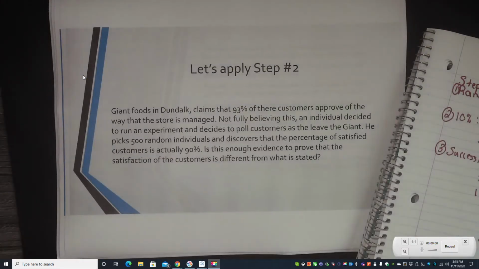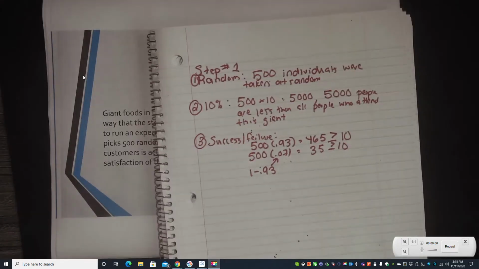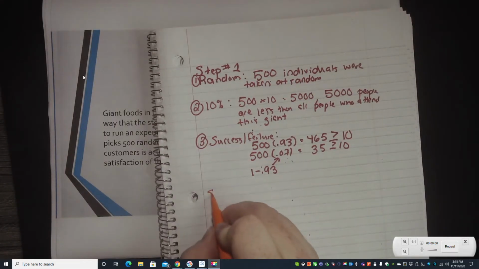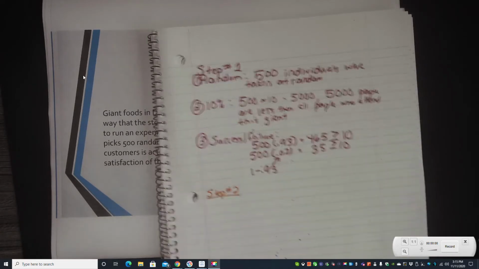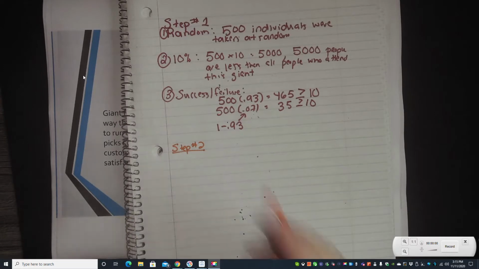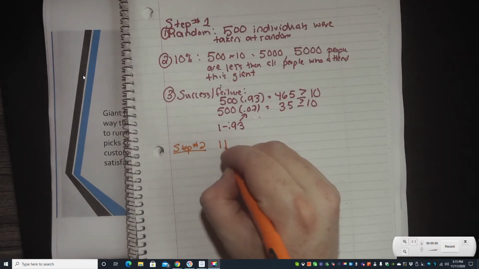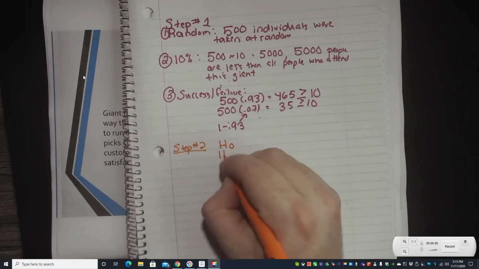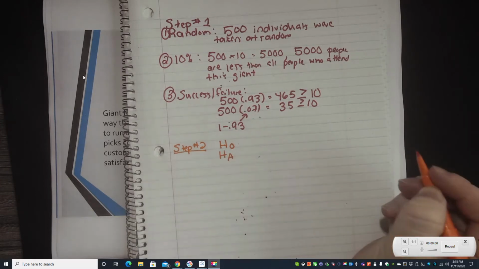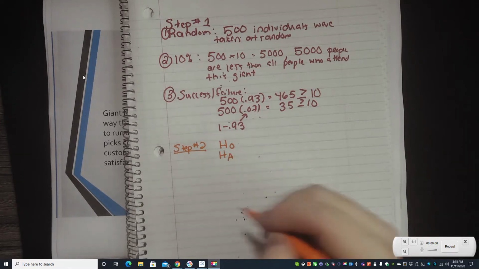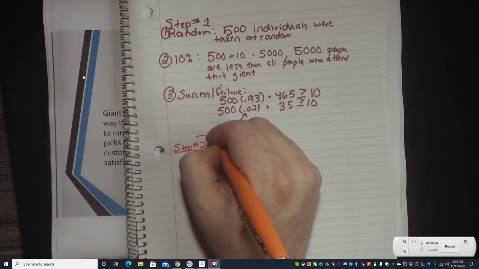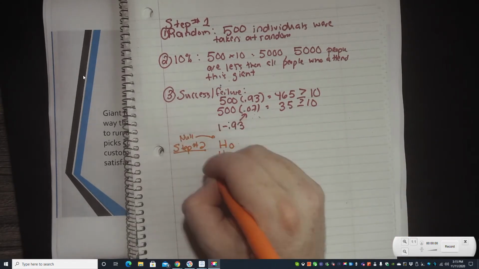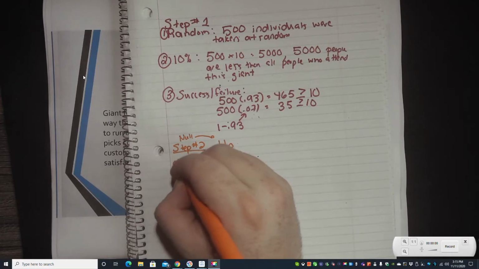So here's our situation again. If I look at step number 2, what I have here is the null and the alternative. So H sub 0, H sub A. H sub 0 stands for the null. H sub A stands for the alternative.